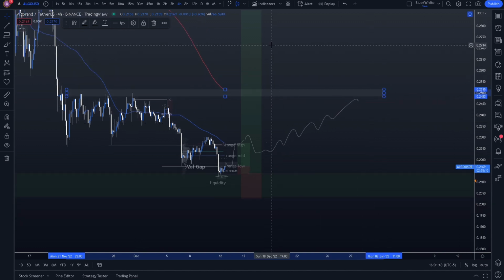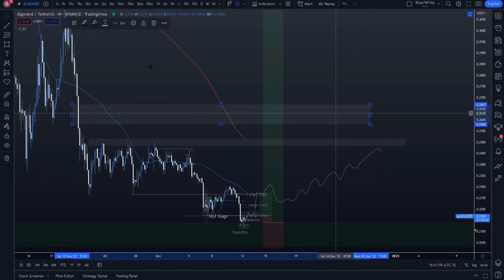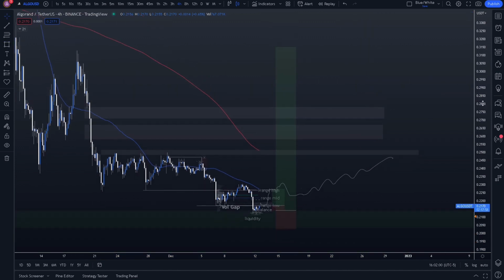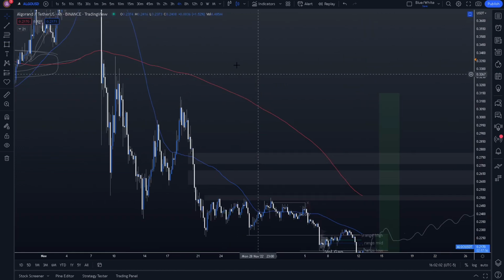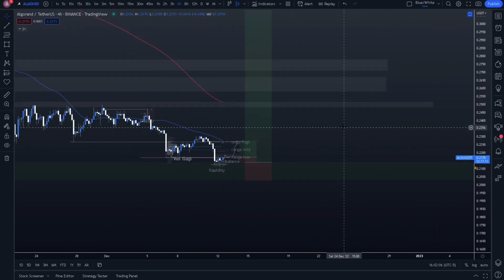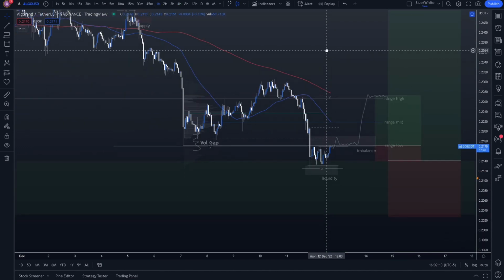I'm definitely on this move. There exist multiple fair value gaps, like right here, and there's pockets of liquidity right here and right here. So definitely this would be a very long-term and very lucrative swing trade here. So this is a very quick analysis of Algorand.